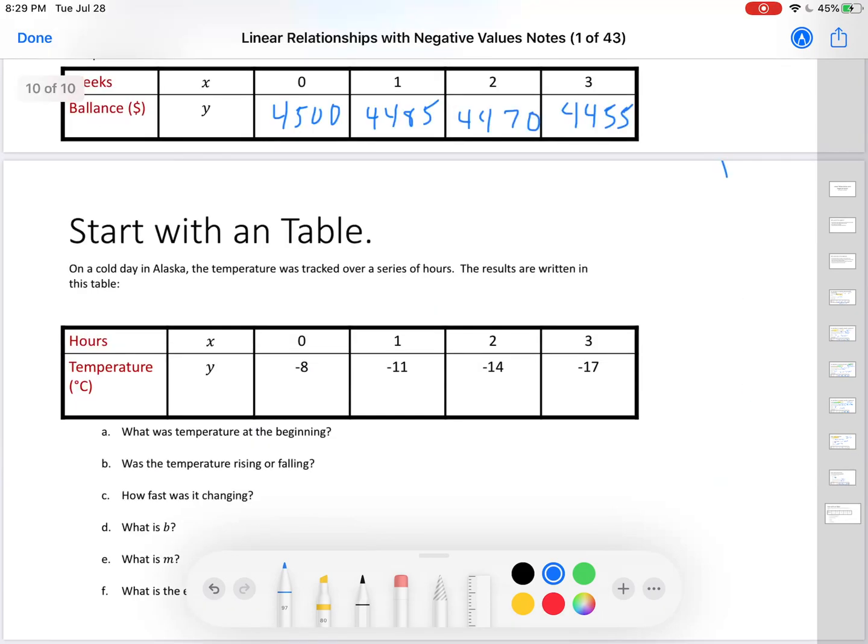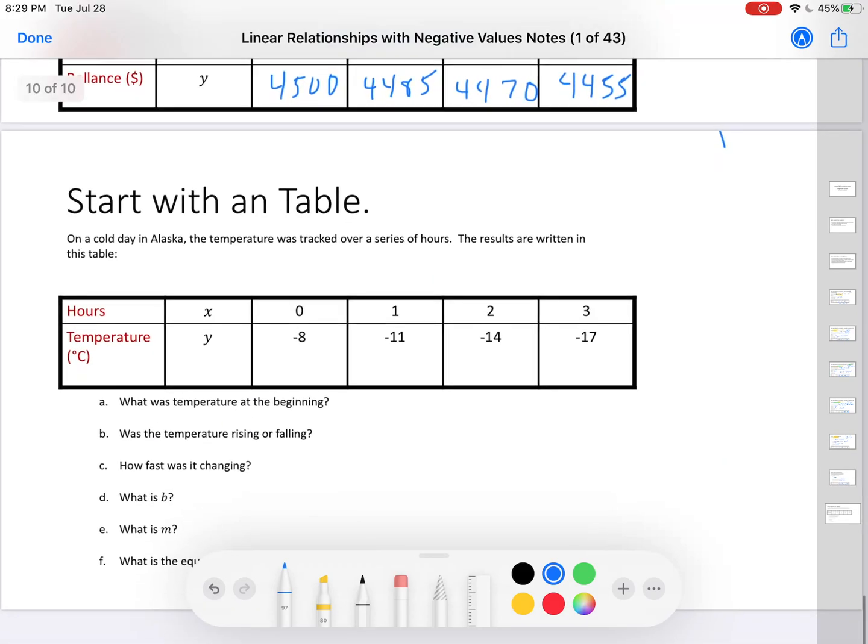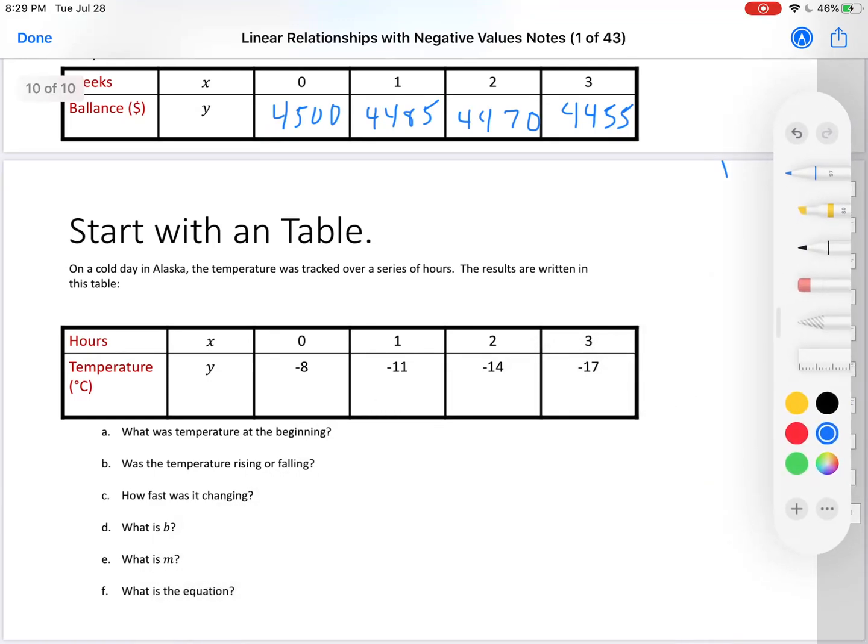Start with the table. Okay, well, here we go. So at 0, we're at negative 8. So did we start above or below 0? We started below 0. So B is negative in this case. B, in fact, is negative 8. Then let's look at these temperatures. It goes negative 8, negative 11, negative 14, negative 17.